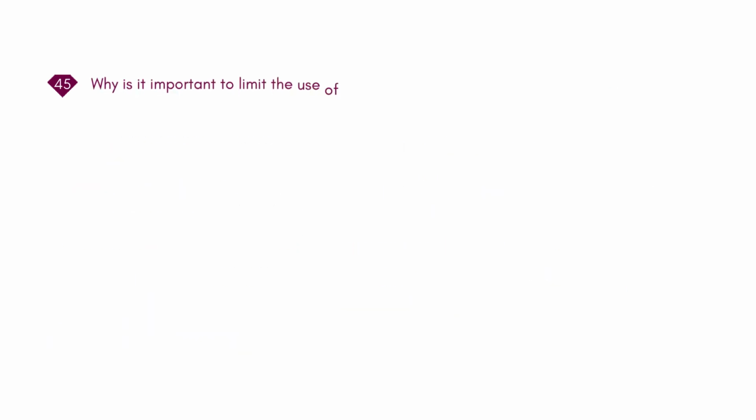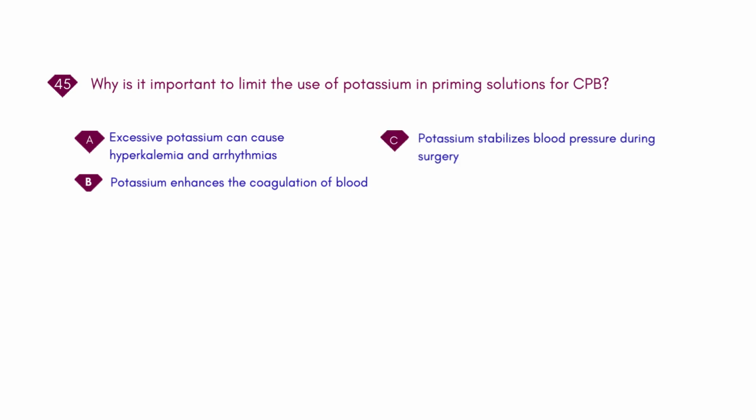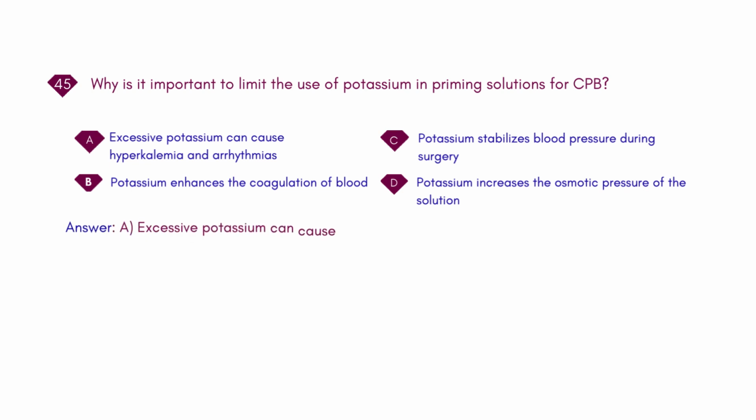Why is it important to limit the use of potassium in priming solutions for CPB? A. Excessive potassium can cause hyperkalemia and arrhythmias. B. Potassium enhances the coagulation of blood. C. Potassium stabilizes blood pressure during surgery. D. Potassium increases the osmotic pressure of the solution. Answer: A. Excessive potassium can cause hyperkalemia and arrhythmias.